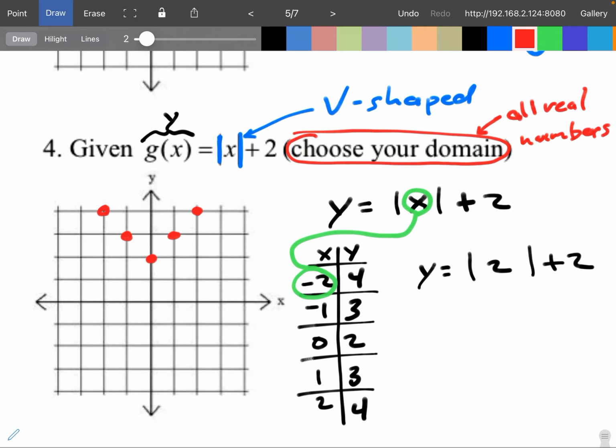Then my next one is 0 left or right and 2 up. And my next point is 1 comma 3. That's 1 right, 3 up. My last point is 2 comma 4. That's 2 to the right, 4 up.